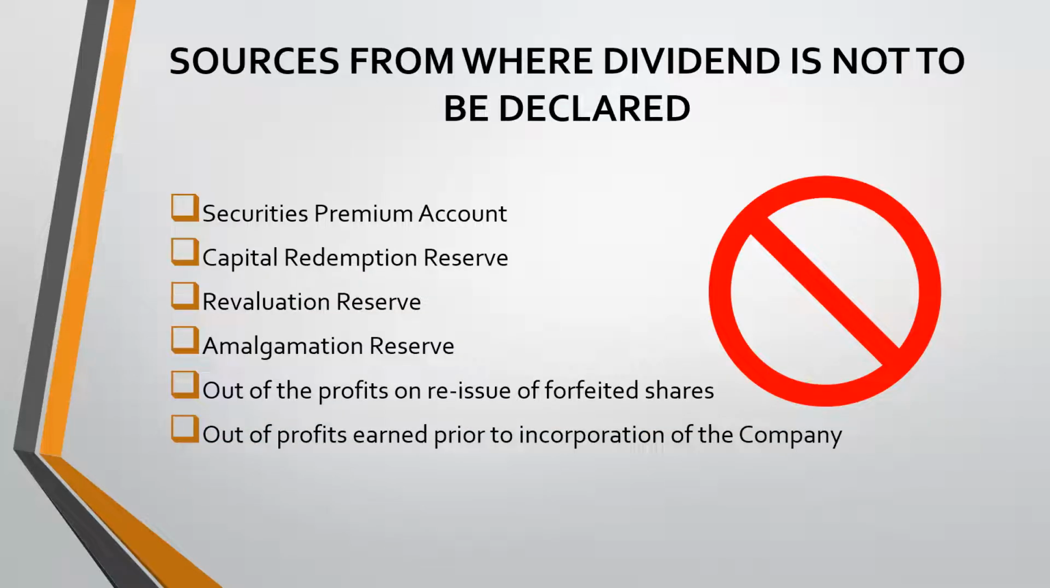Now, the next slide is sources from where dividend is not to be declared. So basically, the Act or SS-3 has provided certain sources from where the dividend is not to be declared. The first one is the securities premium reserve, from which the dividend shall not be declared. From the capital redemption reserve, the dividend shall not be declared. Revaluation reserves, amalgamation reserves, profits on reissue of forfeited shares, and if there are any profits earned prior to incorporation of a company, then those profits shall not be used for declaring the dividends.